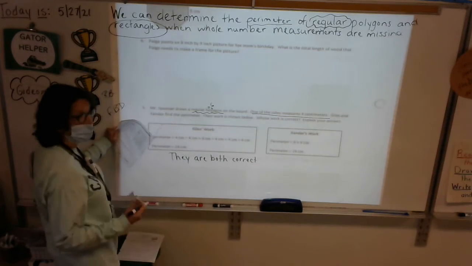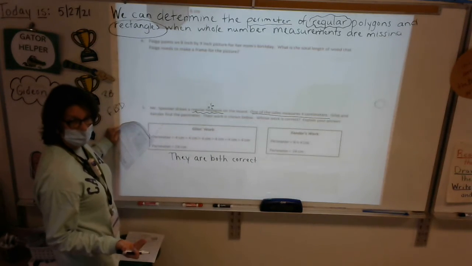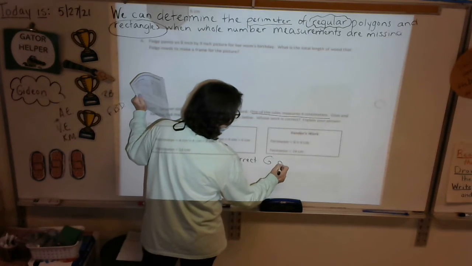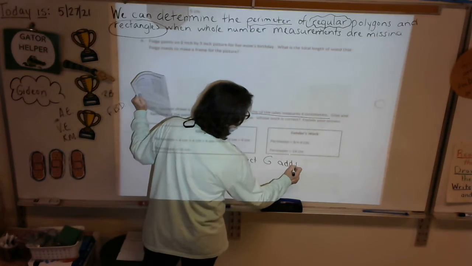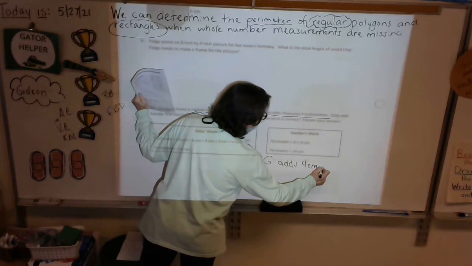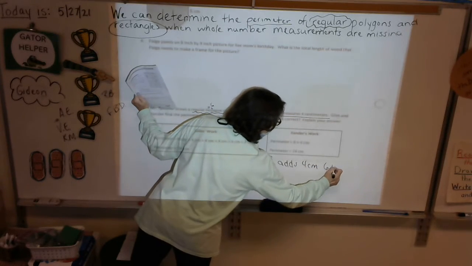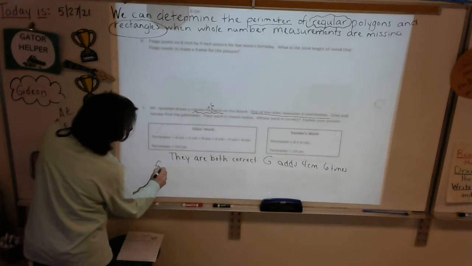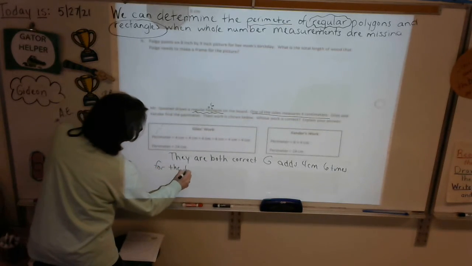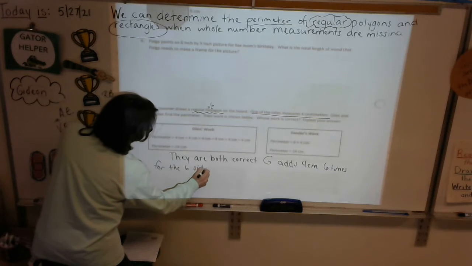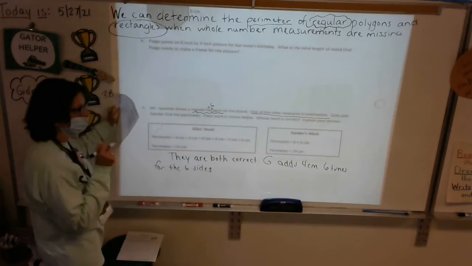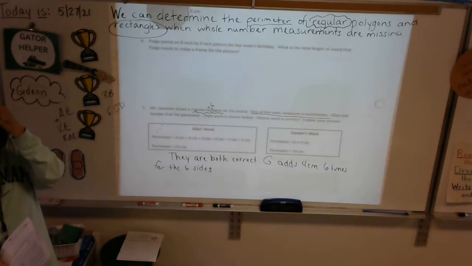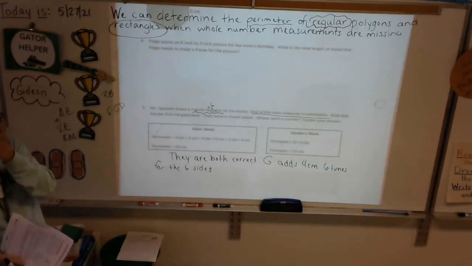So we can say Giles adds 4 centimeters 6 times. We can just write G. For the 6 sides. And what does Xander do? And Xander multiplies 6 times 4.